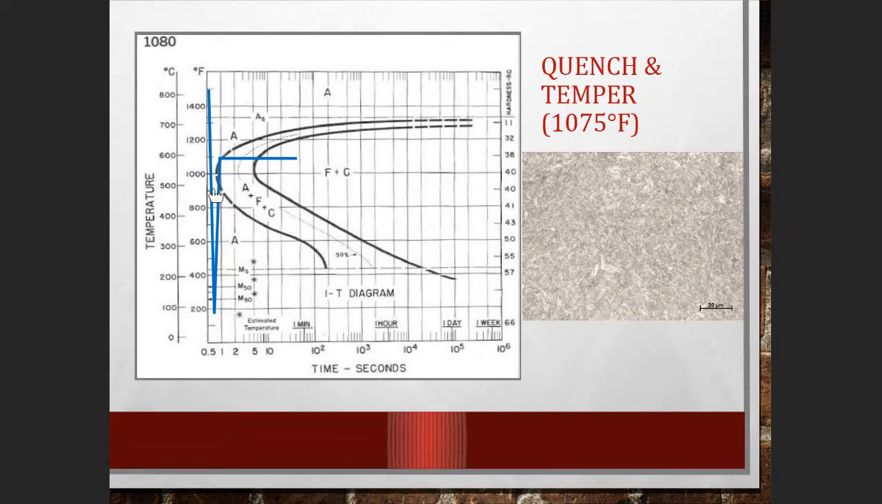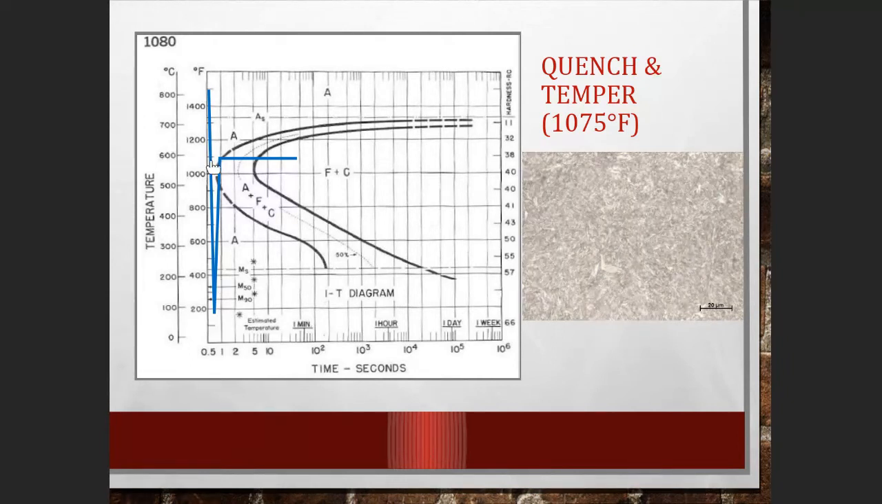Once again, following the blue line, you quench and then you raise the temperature and you allow it to just sit there for an X amount of time. The longer you hold it, the softer your material becomes. So once you quench, you have essentially transformed all of your austenite into martensite.